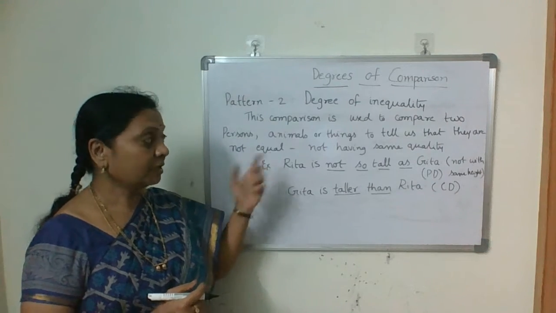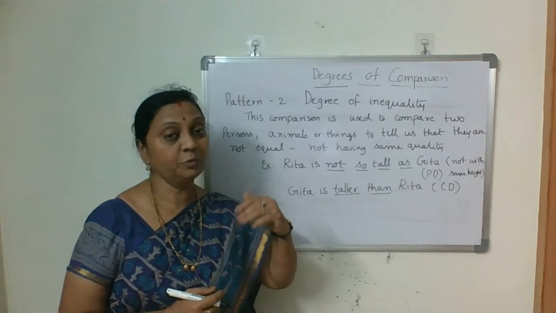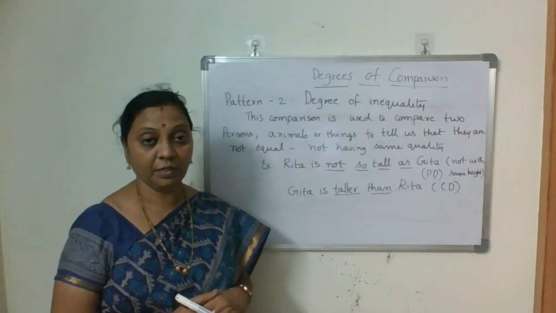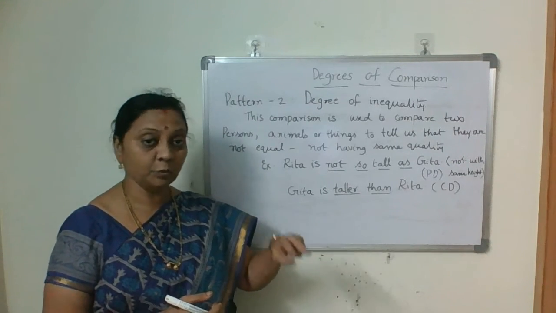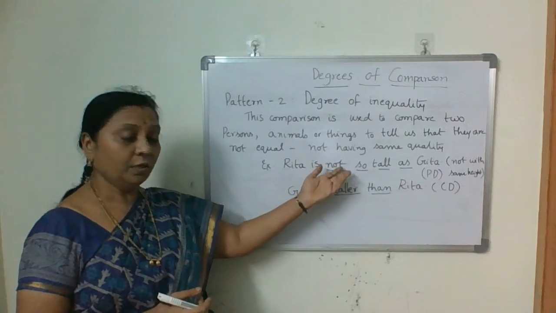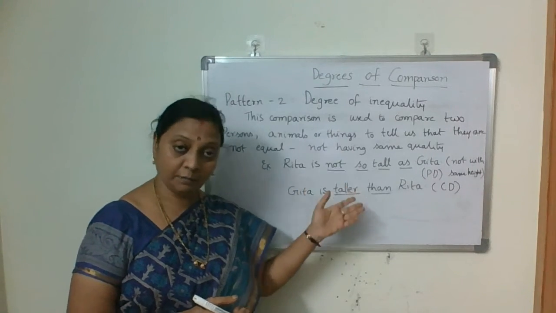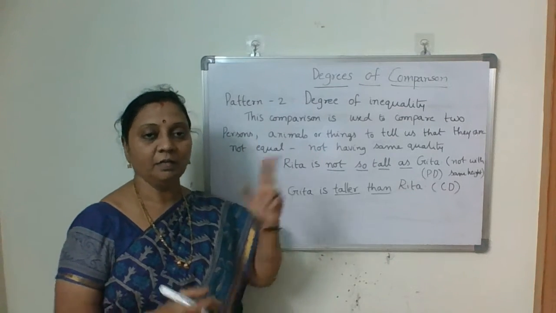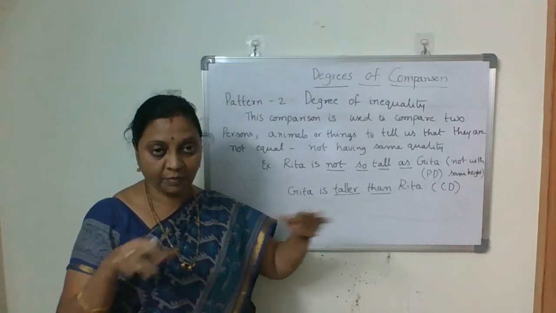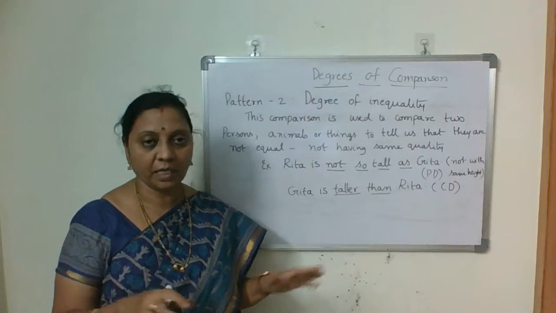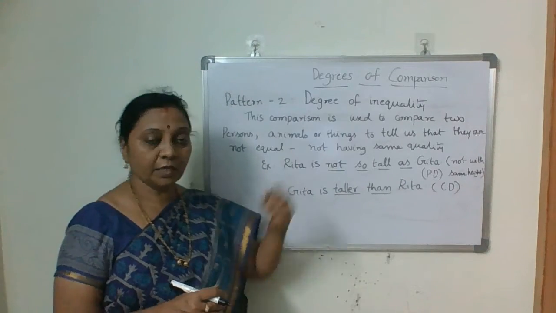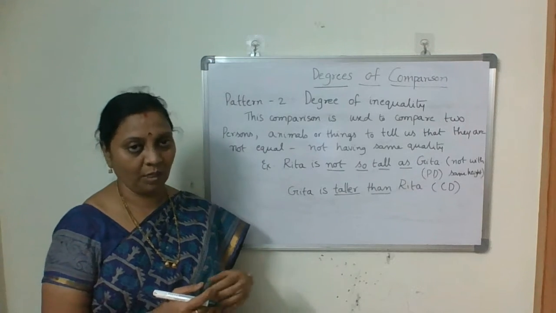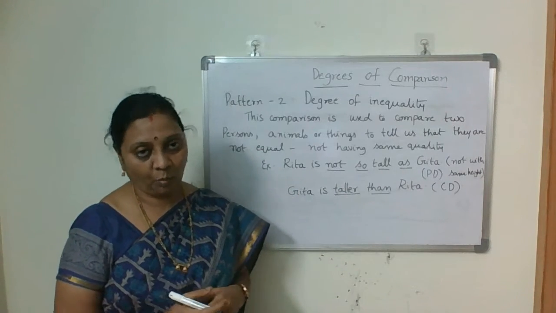So when such comparison is there, you should not use superlative degree. There's no chance for superlative degree because it is a comparison between two persons or things. So we can use only positive degree and comparative degree. So pattern 1, you are talking about both being of the same quality or equal. Here we are talking about degree of inequality, meaning both are not equal or not having the same quality.